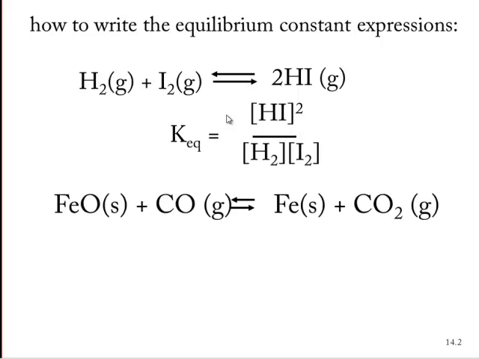Let's go ahead and try another one. We're taking some iron oxide and reacting it with carbon monoxide to make some iron and some carbon dioxide. So it looks like iron is being reduced for those of you who want to look at it specifically, and carbon monoxide is being oxidized to carbon dioxide. I suppose this is a redox reaction.